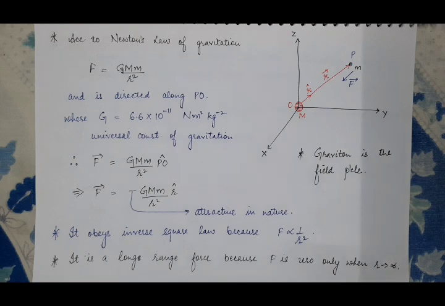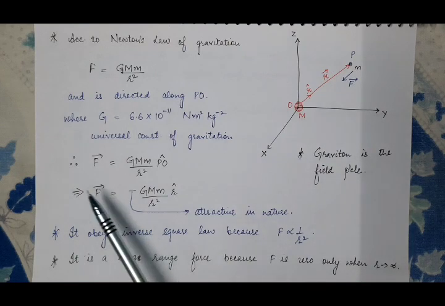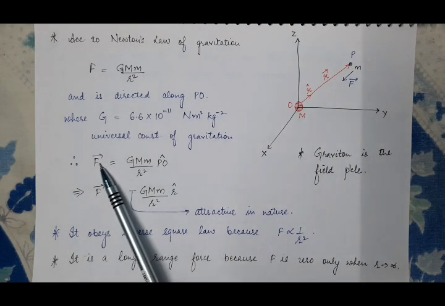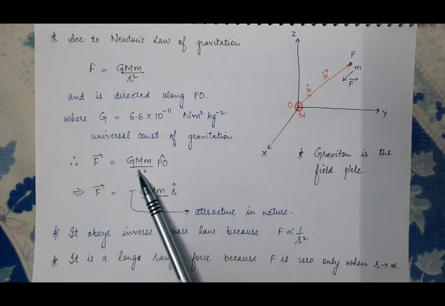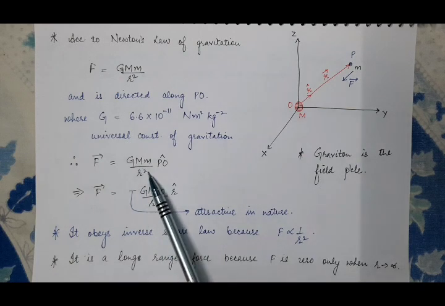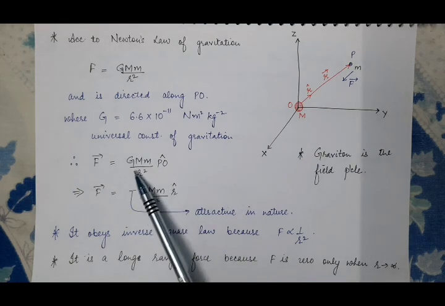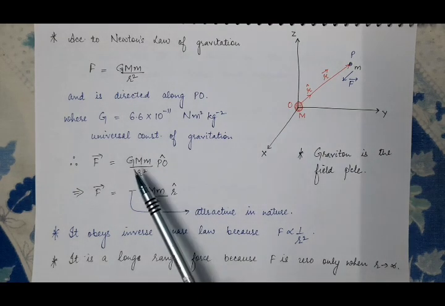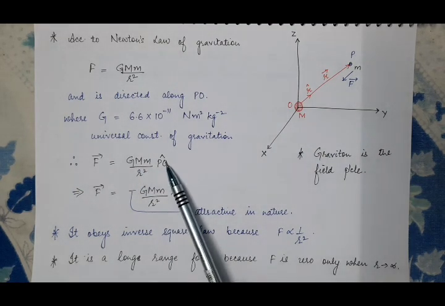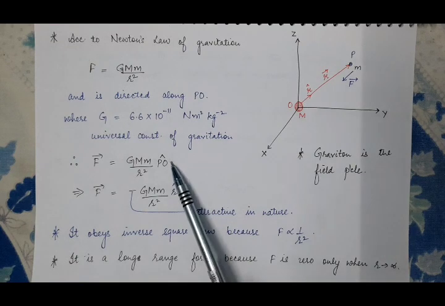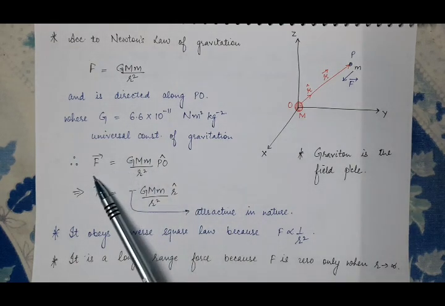What will be the value of this force in vector form, means along with its direction? We know the definition of a vector: a magnitude multiplied by its unit vector. The magnitude of the vector multiplied by its unit vector will give us magnitude and direction. So both will give us the complete vector.